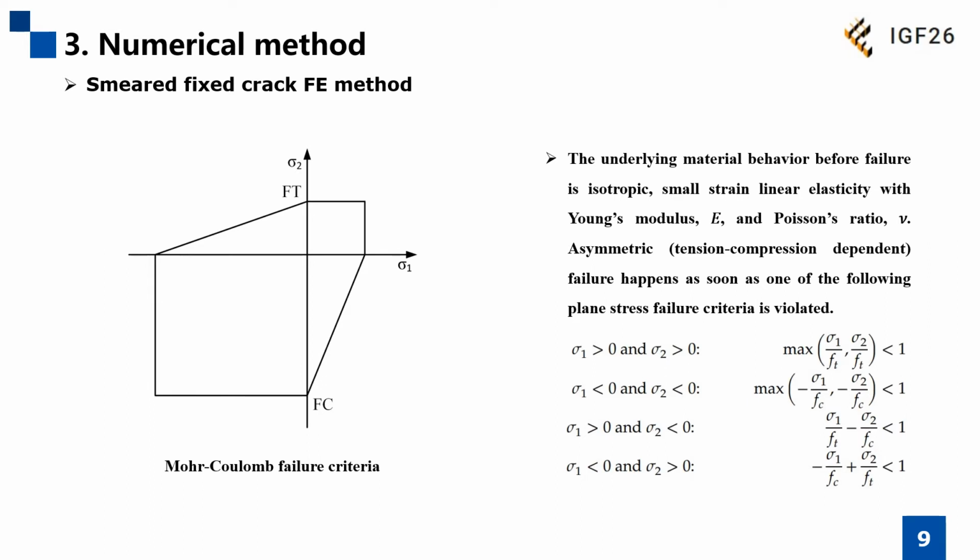The underlying material behavior before failure is isotropic, small strain linear elasticity with Young's modulus E and Poisson's ratio nu. Asymmetric failure happens as soon as one of the following plane strain stress failure criteria is violated.